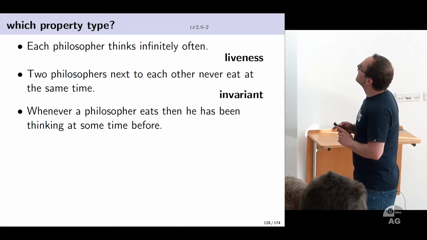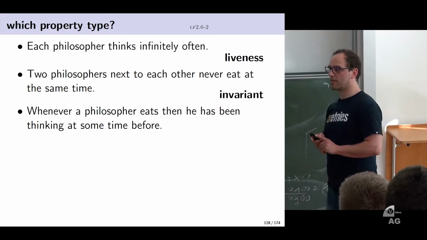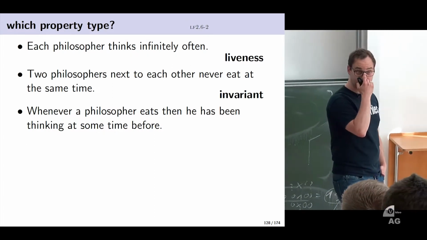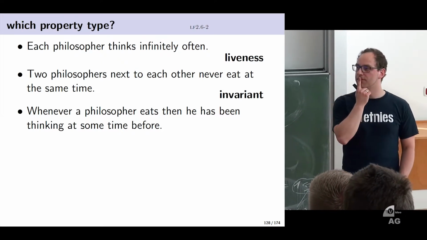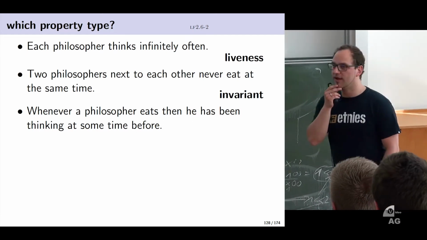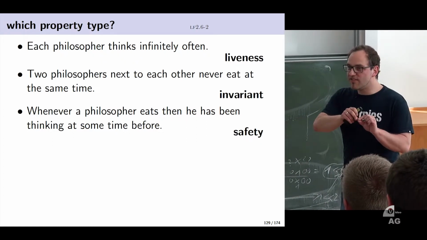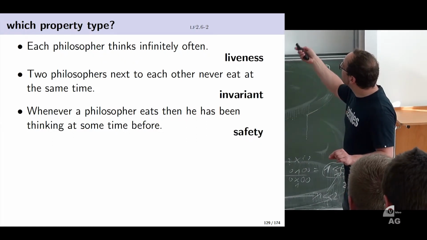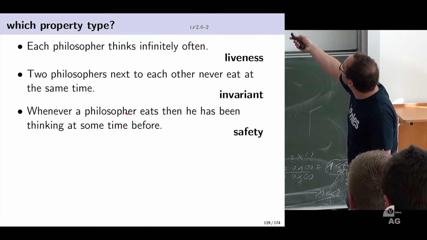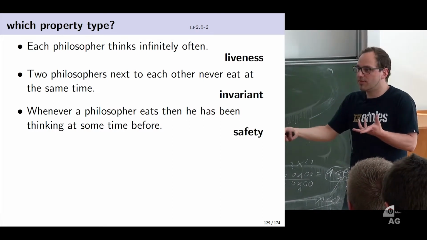Whenever a philosopher eats, then he has been thinking at some time before. That's a bit harder, I agree, but still a safety property, right? Because if you give me a finite prefix where some philosopher is eating and has not thought before, then I cannot complete it to be back in the property, right?